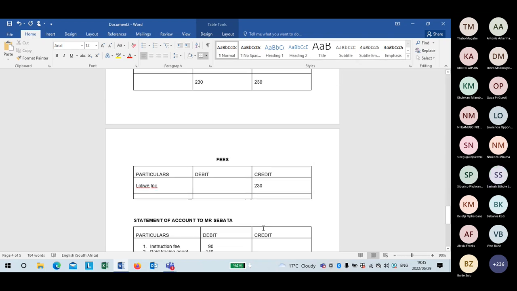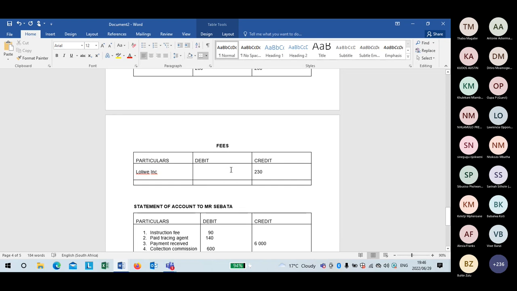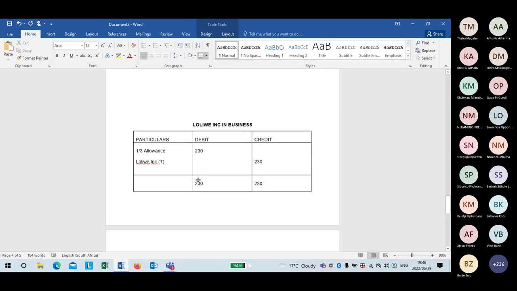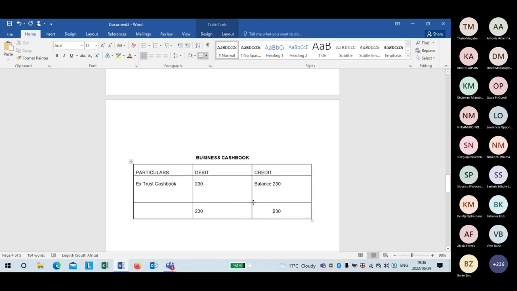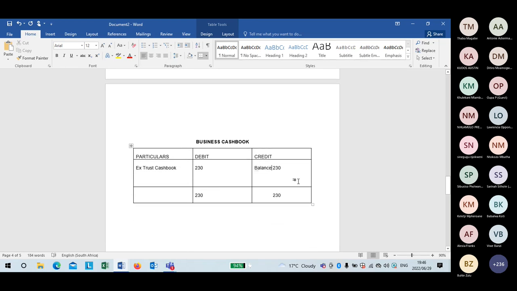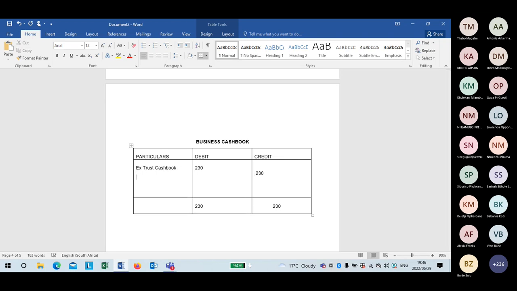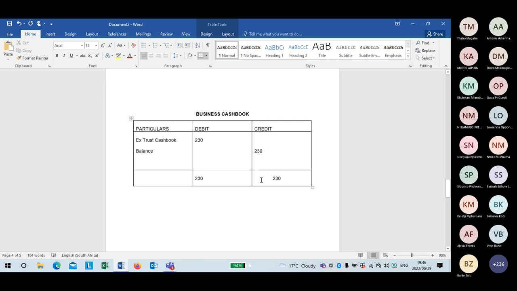The same goes for your fees ledger. On the debit side, you'll simply write balance. In fact, this one here, on the credit side, you'll write balance, but then you'll explain it in the particulars. You'll say balance, and then on the credit side, you'll record the 230. So it shouldn't trouble you. I almost use the old system. Do you follow?